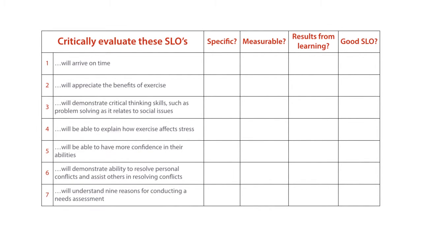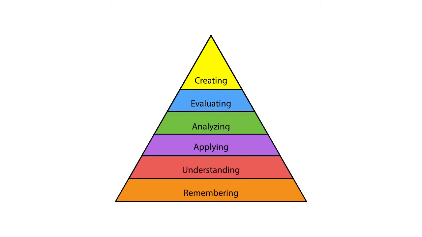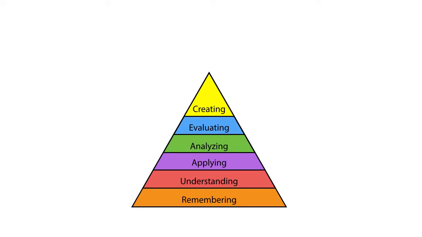After you've looked at all these SLOs, you start realizing that the key to dissecting them is really in the verbs: arrive, appreciate, demonstrate, explain, have, resolve, assist, understand. And trying to figure out whether or not you've written a good SLO means trying to figure out whether you've chosen a good verb. We said appreciate was a verb that really wasn't measurable, but explain, we can actually measure the quality of explanations.